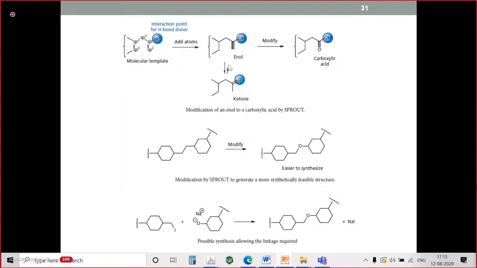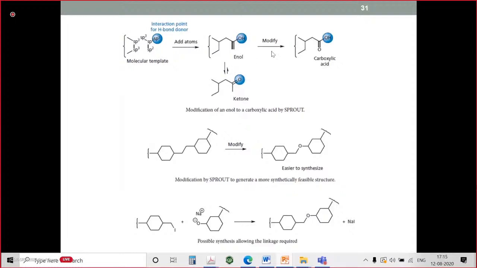But this enol, we know that it remains in a tautomeric form, and rather than enol, it exists in the form of ketone form. And that leads to a drastic difference in the binding mode of the designed molecule or the fragment. So here hydroxy is acting as the hydrogen bond donor, and once it is converted into the keto form, it becomes the acceptor. So that is a drastic difference that can be observed.